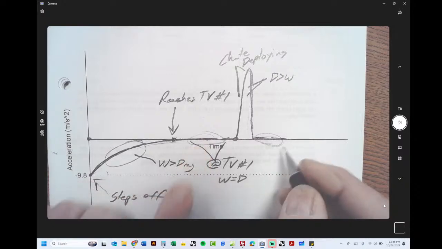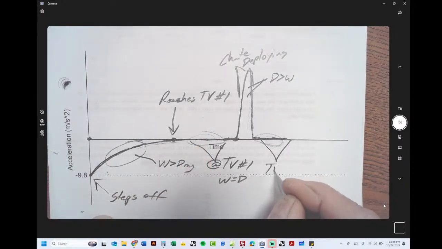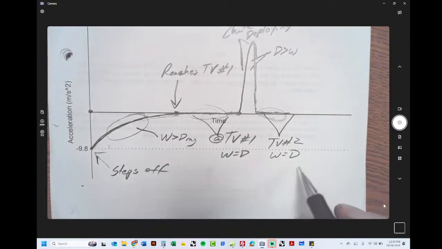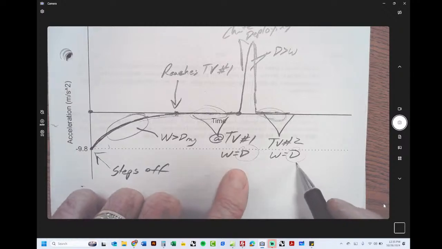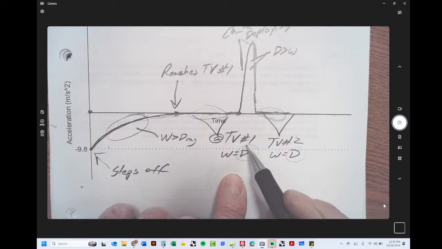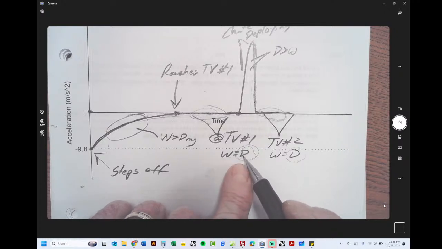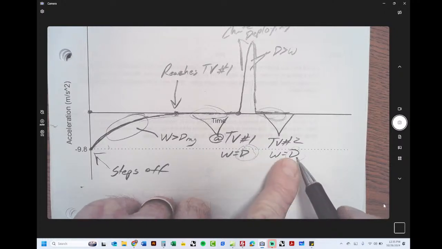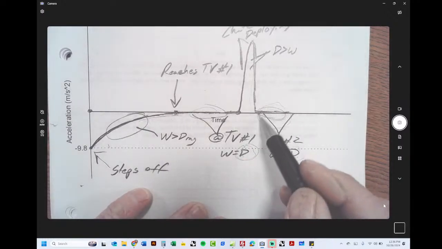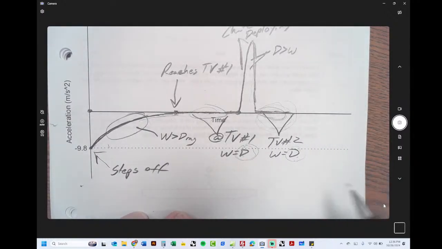So right in this area and in this area, both of those times the drag and the weight are equal. So this is terminal velocity number 2, and weight is equal to drag again. But the way that the drag gets its strength is different. Here, it's equal to your weight because you're going really fast. Here, it's equal to your weight because the cross-sectional area is really big. But in both cases, those forces are equal. This is a much better situation to hit the ground in.